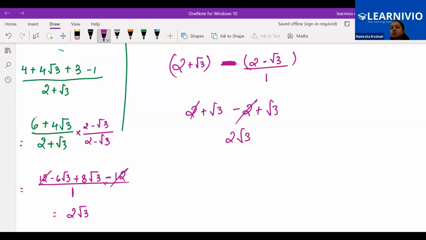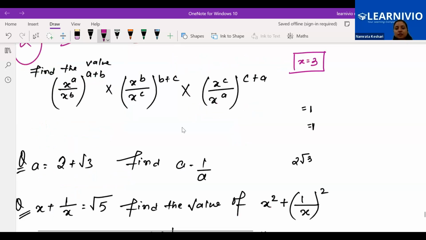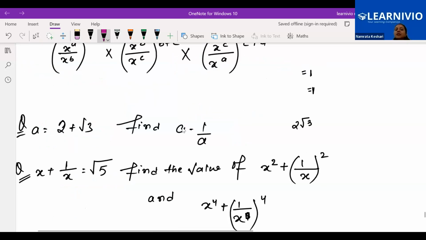Is it clear to everyone? Let's continue with the next question. That is this. x plus 1 by x is given as root 5. We have to find the value of x square plus 1 by x square.